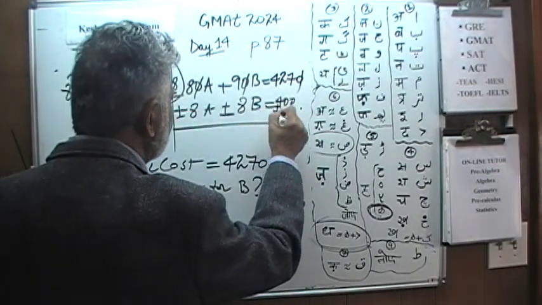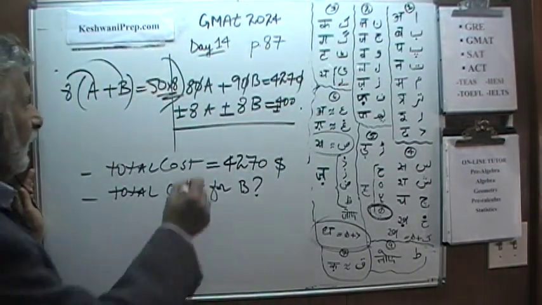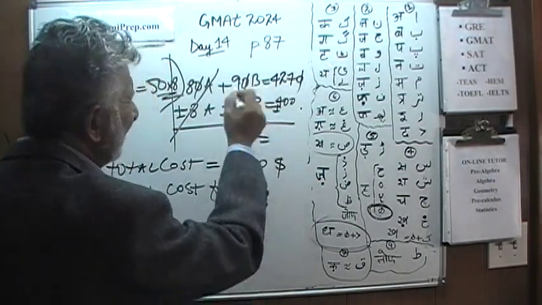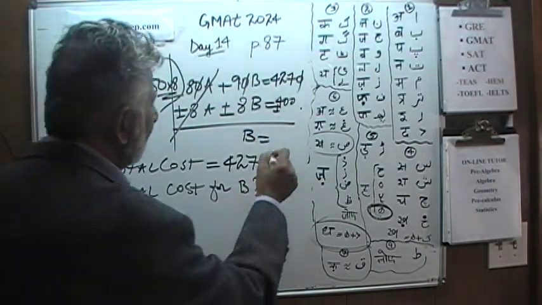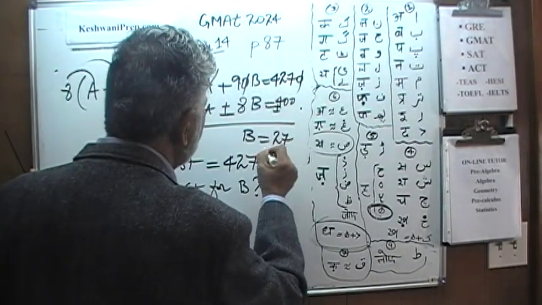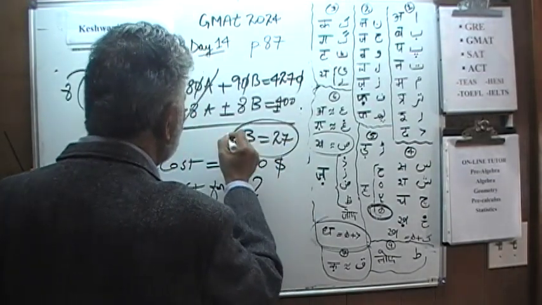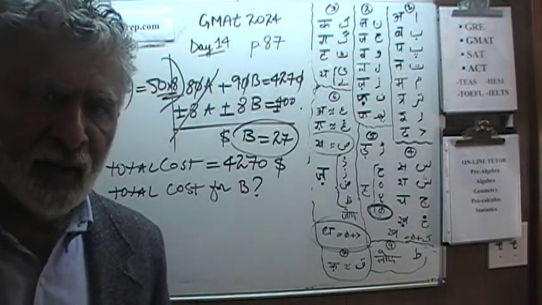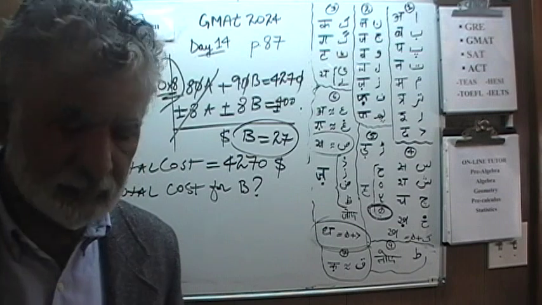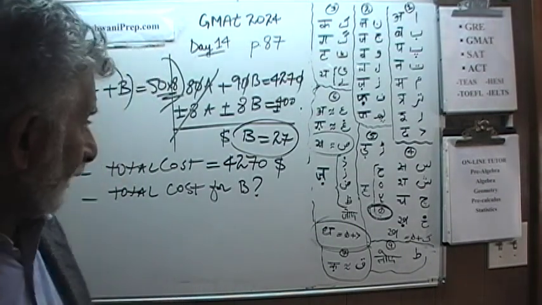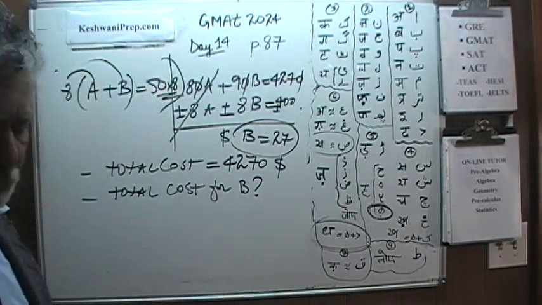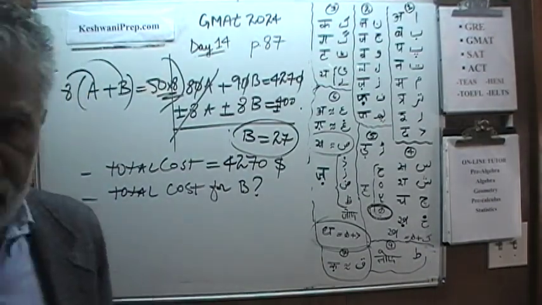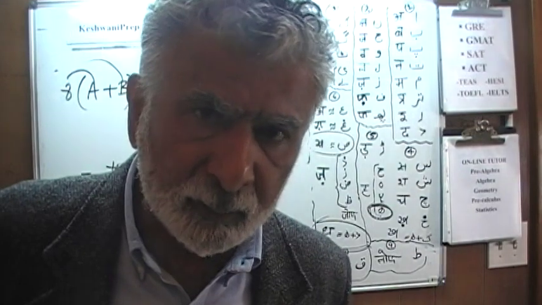Subtract the second equation from the first. Obviously, that was the whole point. 8A is going to drop out. 9B minus 8B is B, and that gives us 27. Now the question was, how much money did we spend on the costumes of people in group B? Well, not $27, this does not represent dollars. This represents the number of people in group B. There are 27 people in group B, we just found out.